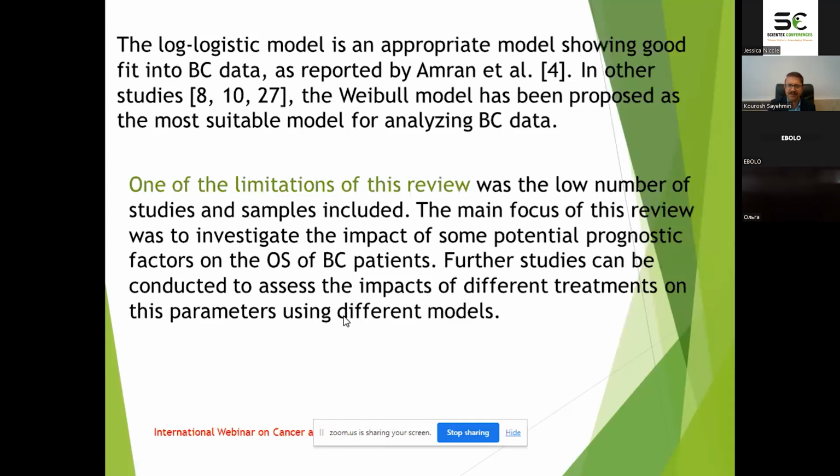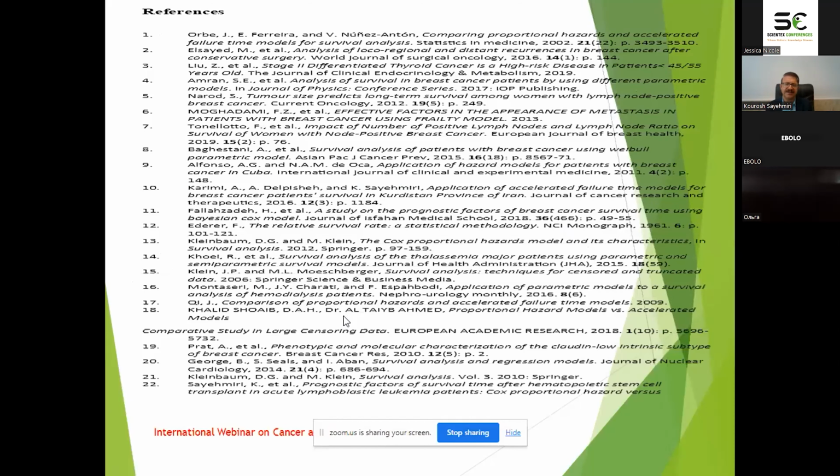The main focus in this study was potential prognostic factors on overall survival in breast cancer patients. I think further studies can be done. Here I showed the references.